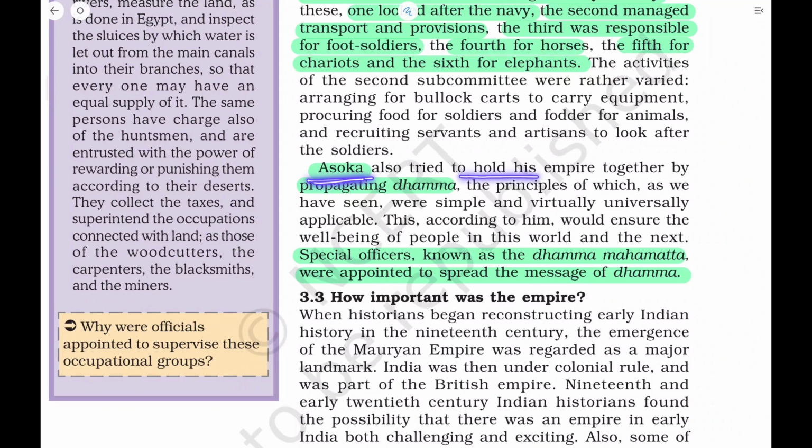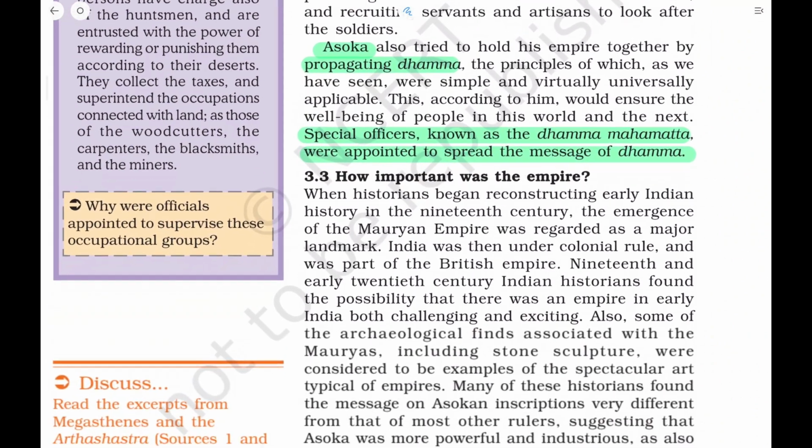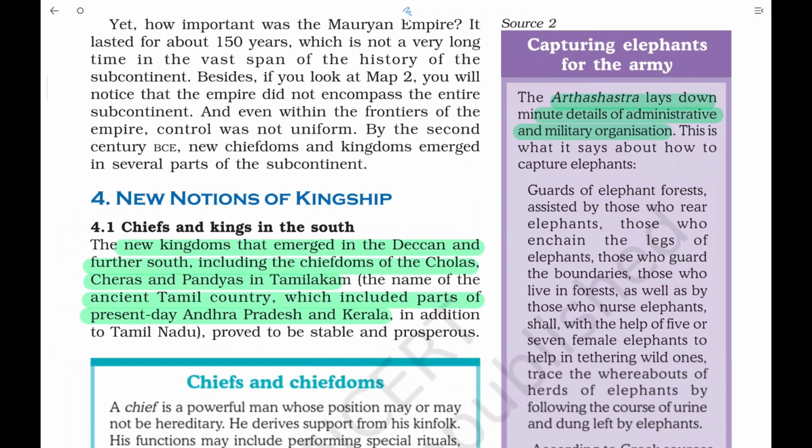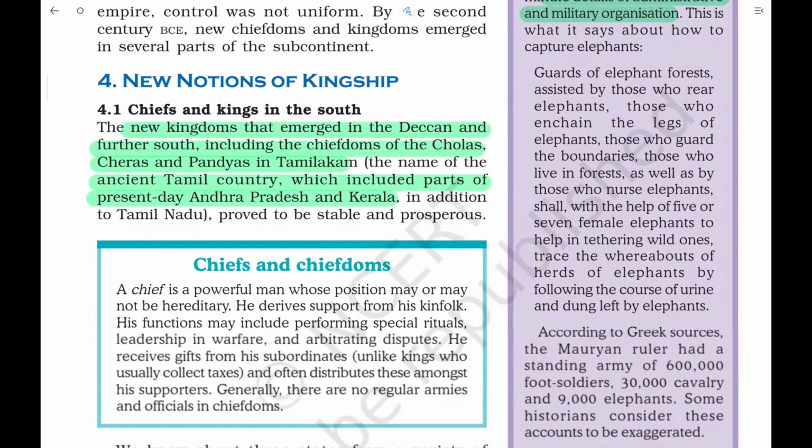Ashoka also tried to hold his empire together by propagating Dhamma. The basic meaning of Dhamma was universal brotherhood. Okay, now he appointed special officers who were known as Dhamma Mahamatas, who were appointed to spread the message of Dhamma. Okay, now how important was the empire? Nothing is that much important in this page. Now I've already told you that Megasthenes wrote Indica. Other than that, there was the Arthashastra that was written by Kautilya. So this Arthashastra also lays down minute details of the administrative and military organization. Okay. Now, new notions of kingship.